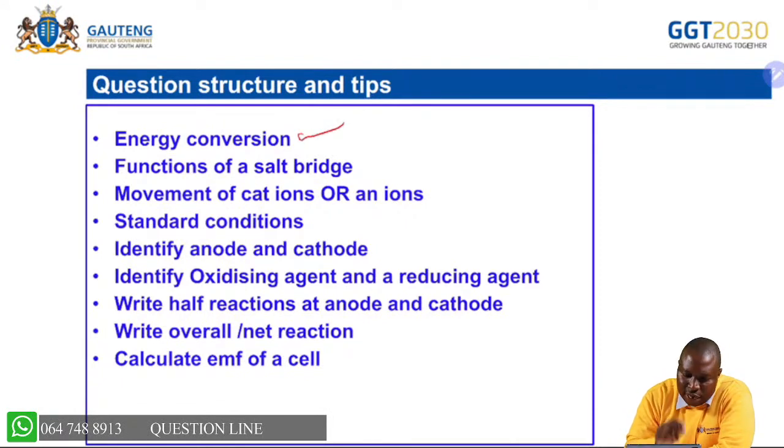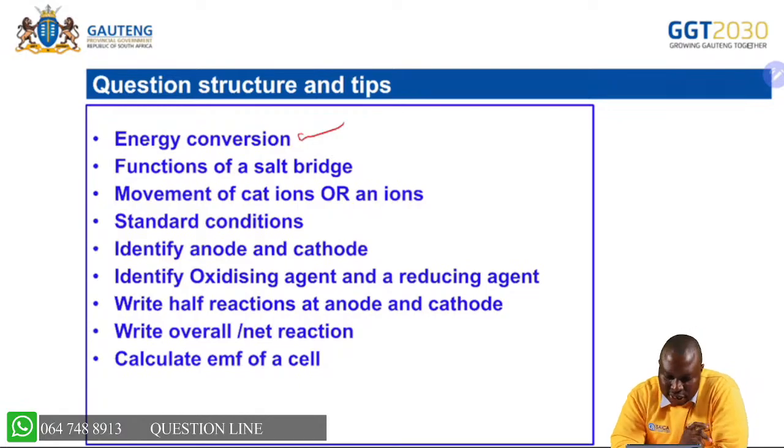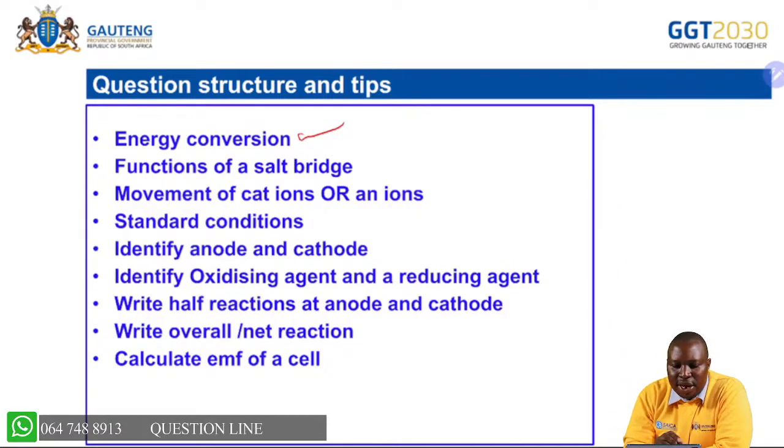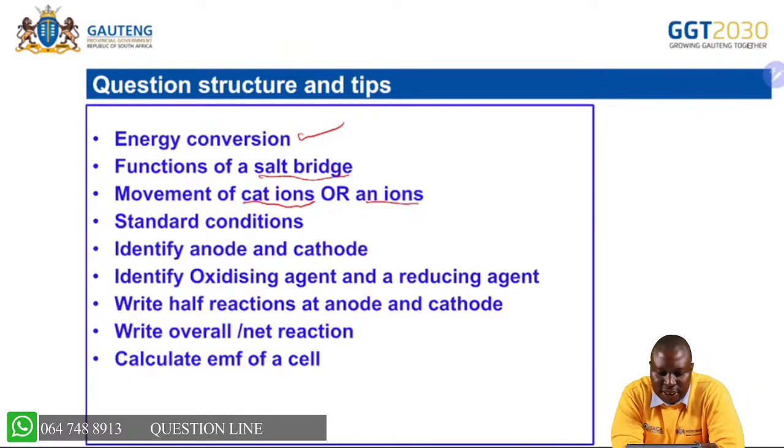As you revise, I would like you to take a picture of this slide and know that this order is very much important. First thing, know energy conversion for both galvanic and electrolytic. Know the functions of the salt bridge. Know the movement of cations and anions. Remember, I said cations to the cathode, anions to the anode. So you do that, you are able to determine where this one will go.